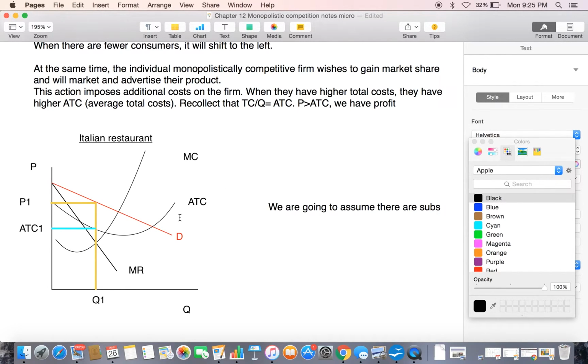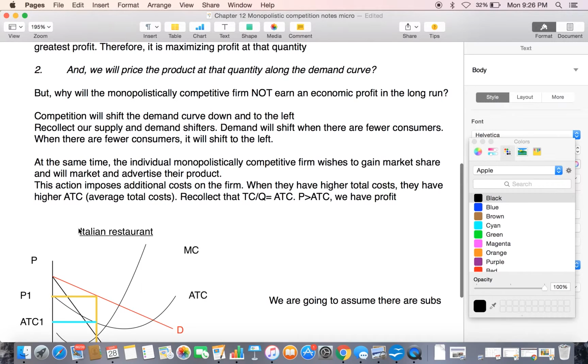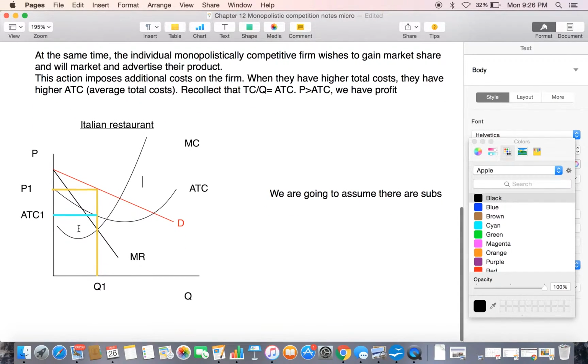And therefore we can see that this rectangle here, P minus ATC times Q1, this entire rectangle would represent the amount of profit that this firm is earning. Now, we talked about why the firm will not earn an economic profit in the long run, and let's see how this ends up working.